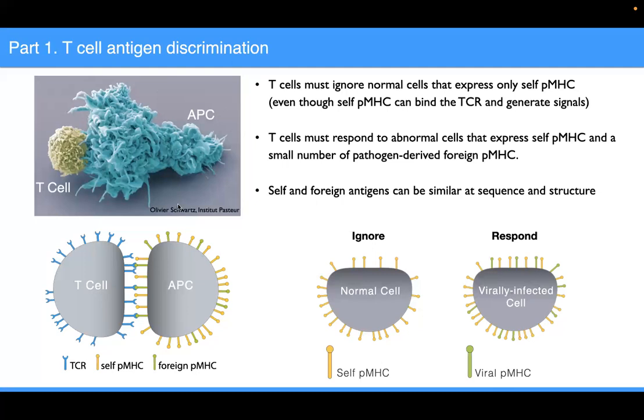And so this was a big open problem in the field. How do T cells discriminate between self-antigens and make sure that they don't become activated, but respond to cells when they express even small quantities of these foreign derived peptide MHC molecules?